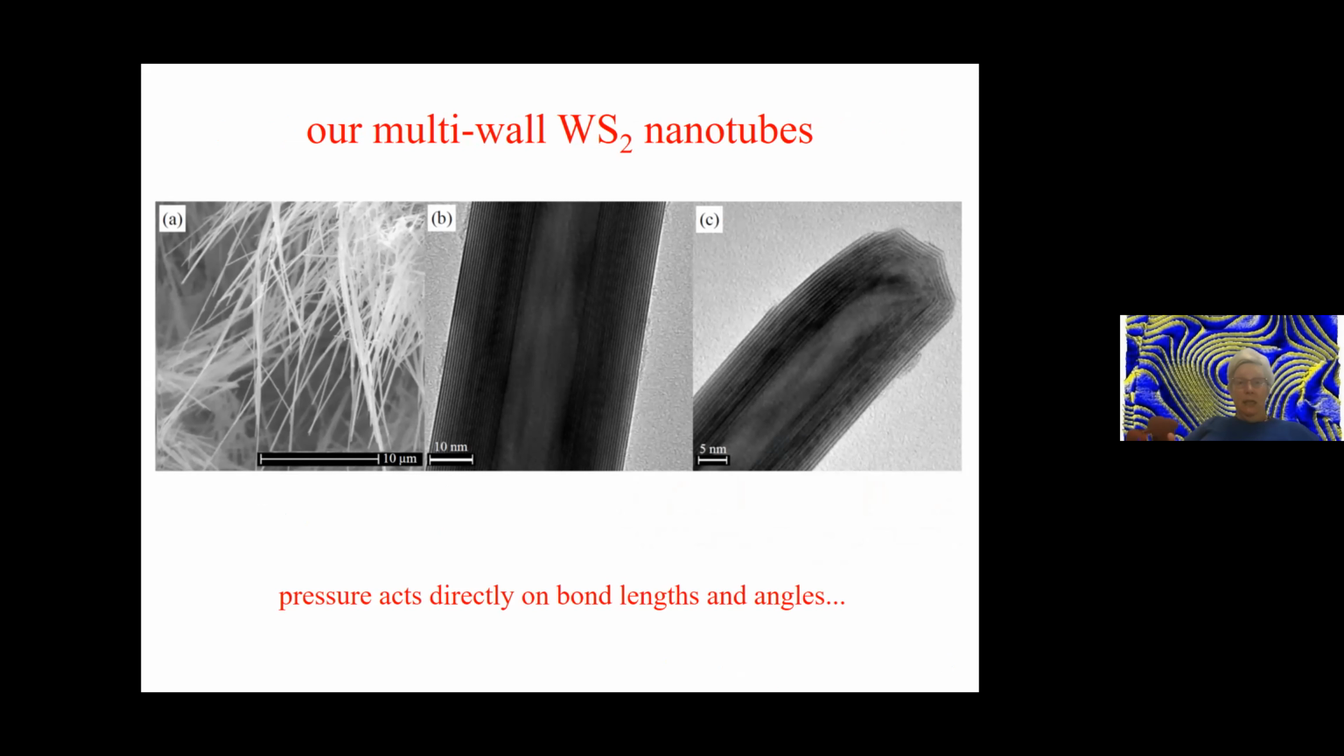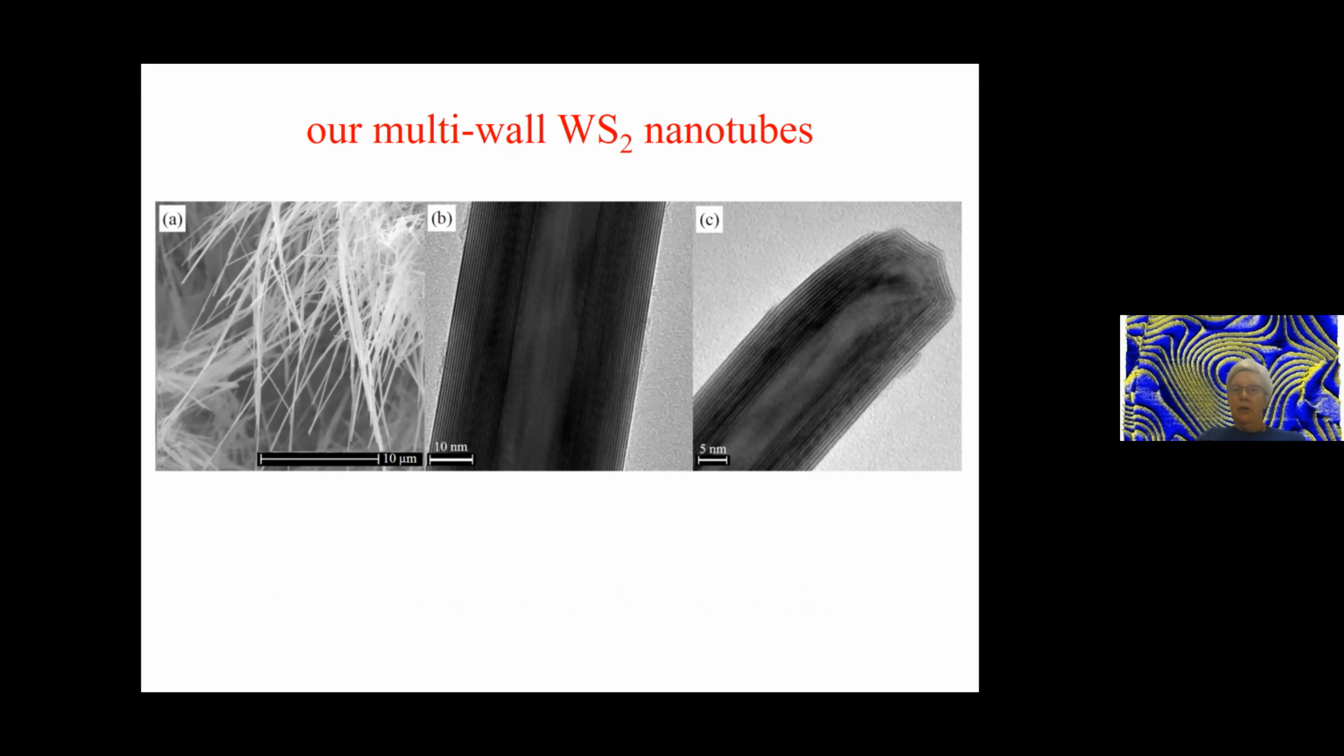And the idea is a very simple one, very chemical one, in a sense that pressure is going to act on the bond lengths and bond angles and change the phonon modes. And if we press enough, we'll be able to follow the degradation of the tubes and potentially the metallization of the material. So we weren't the first ones to try this work.